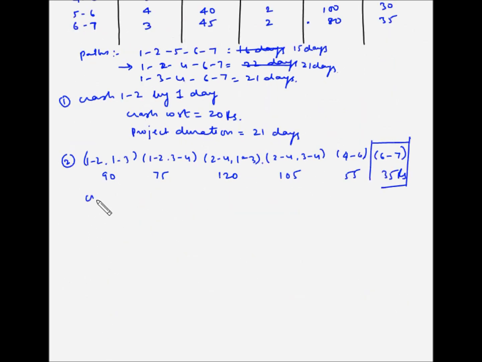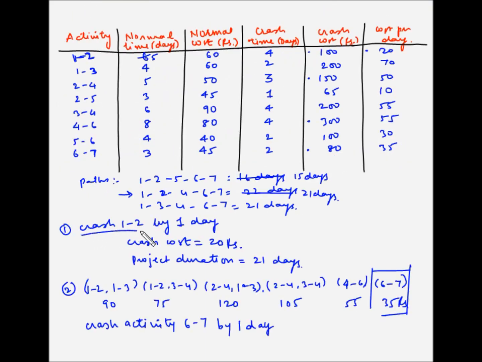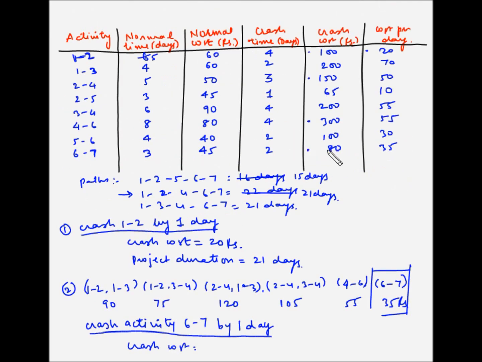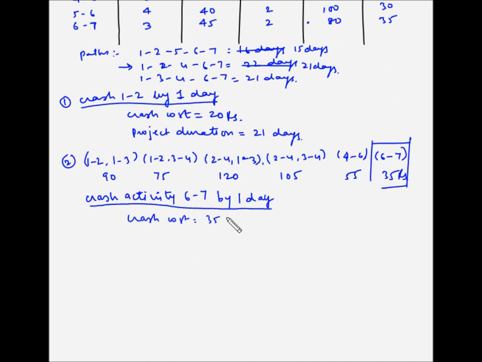So here we are crashing activity 6 7 by one day. So this was first and this is second. So for this, the crash cost is equal to, so one day, so 35 rupees, and the project duration is now 20 days.